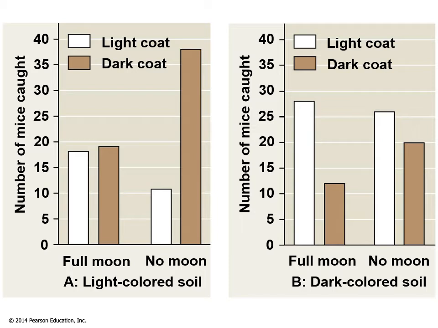What is happening there? And then you go to the dark colored soil, and on a full moon, right? Good light source on dark colored soil, the dark mice aren't picked up that much. Whereas there's no moon, not a bright light source, they're picked up more. And then, of course, if you're a white mouse on dark colored soil, period, you're toast. So we would want to come up with some statements about how camouflage works.